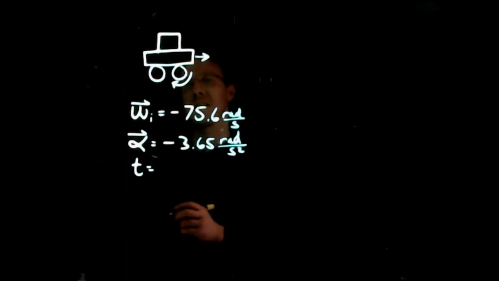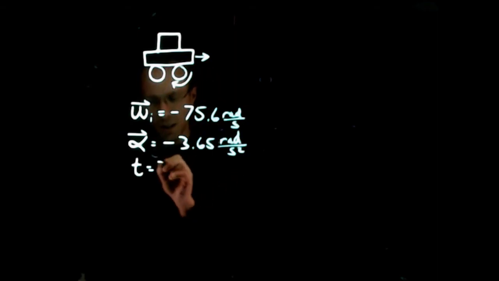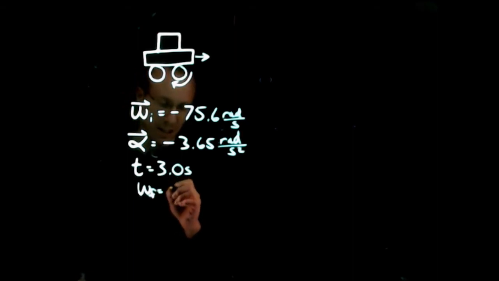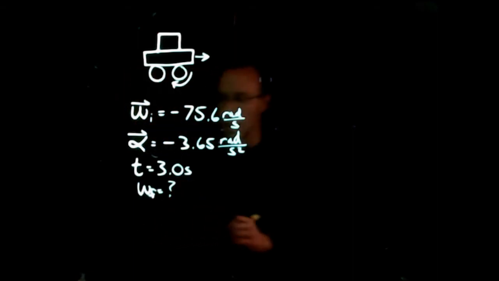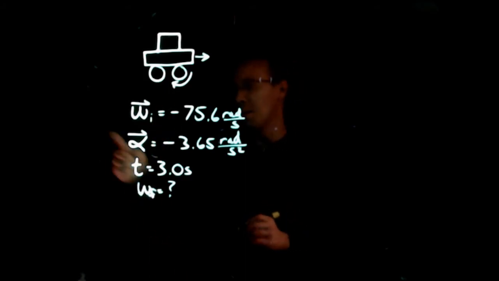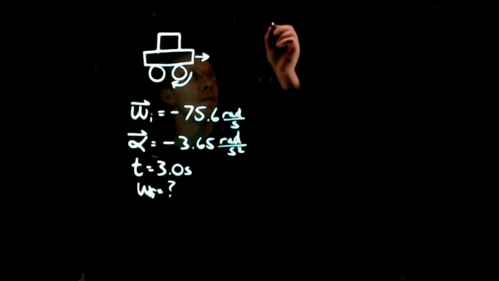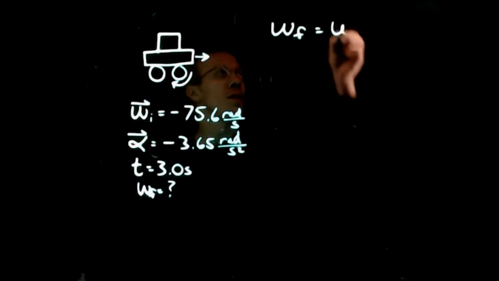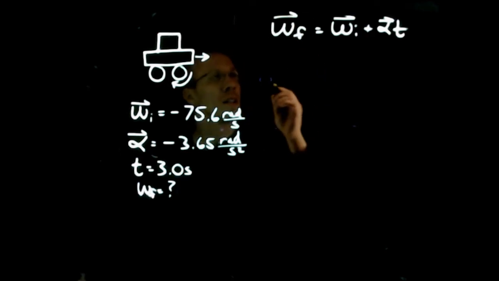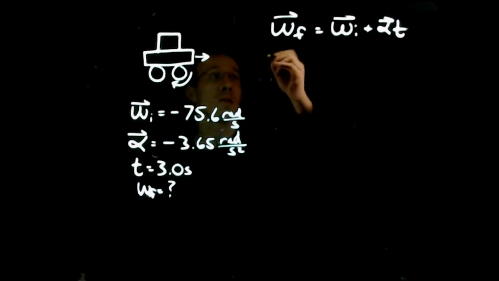How long would somebody be standing on the gas pedal, stepping on the gas pedal? Maybe 3 seconds? And I want to know, what is the final angular velocity? So let's take a look. We have omega i, we have alpha, we have the time, omega f. Once again, we're going to that first equation. If it seems like we're using the same thing over and over again, guess what? We probably are. There's only 3 equations.